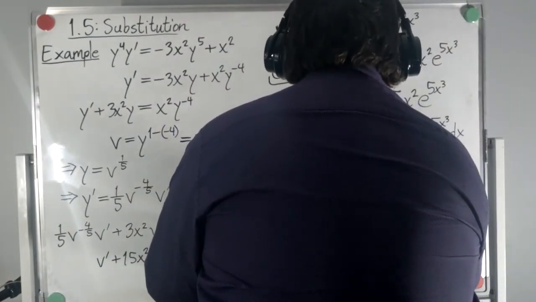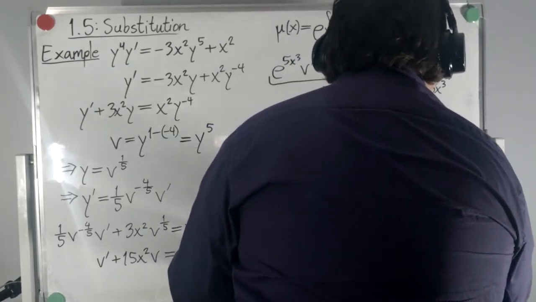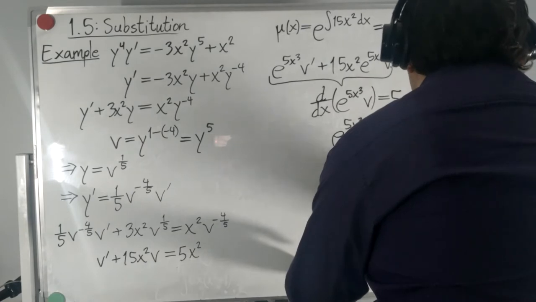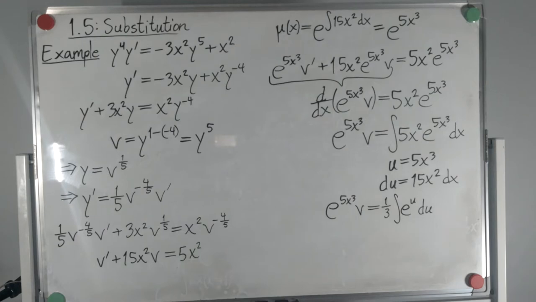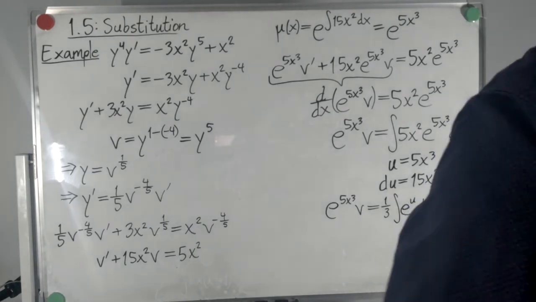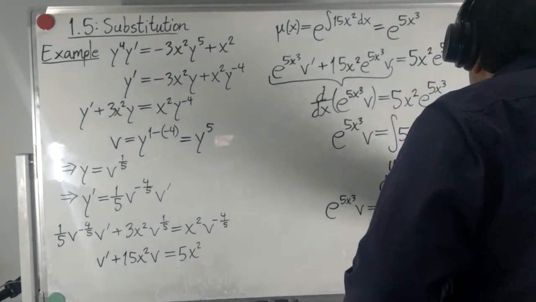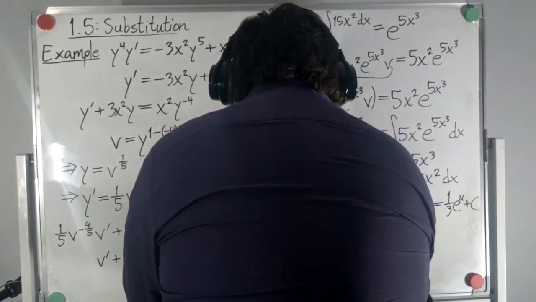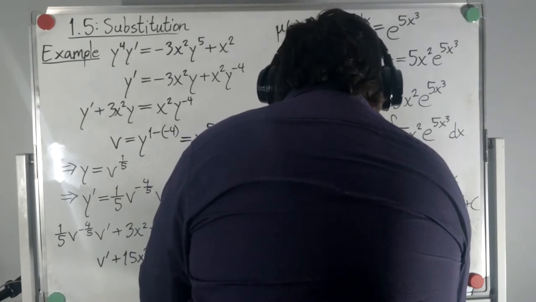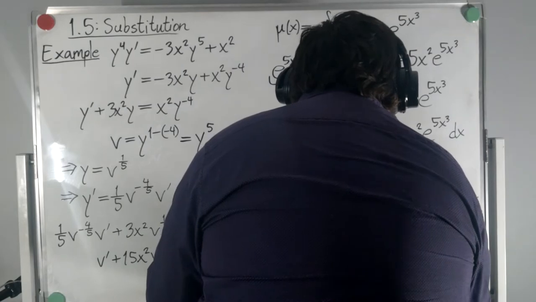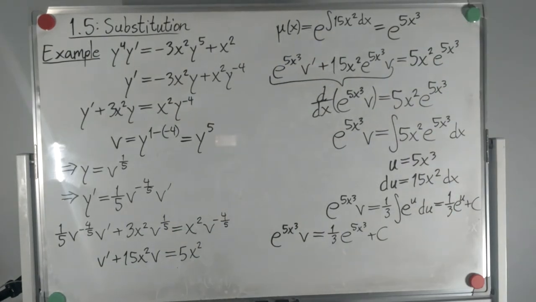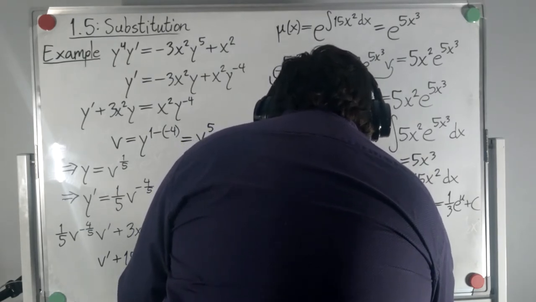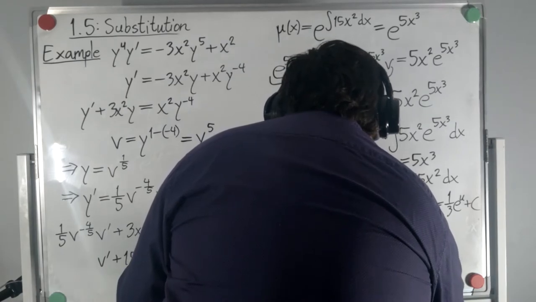We deduce e to the 5x cubed v equals 1/3 integral of e to the u du. Antiderivative of e to the u is just e to the u. So this is 1/3 e to the u plus c. U is a name for 5x cubed, so we have here e to the 5x cubed v equals 1/3 e to the 5x cubed plus c. Divide both sides by, sorry, e to the 5x cubed, and we get v equals 1/3 plus c e to the negative 5x cubed.